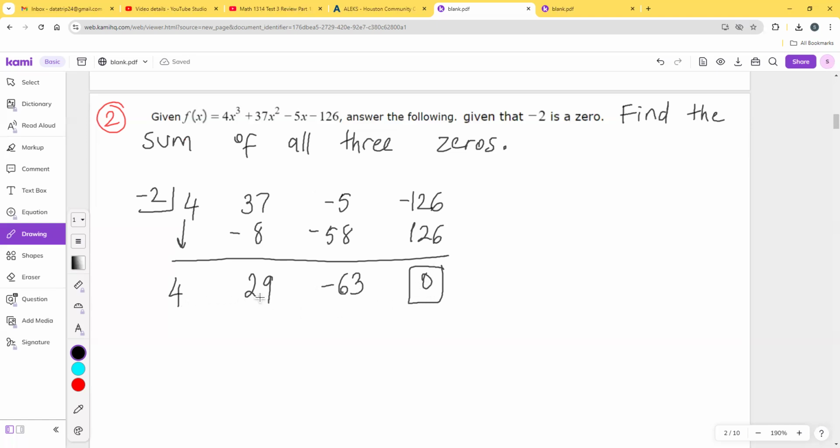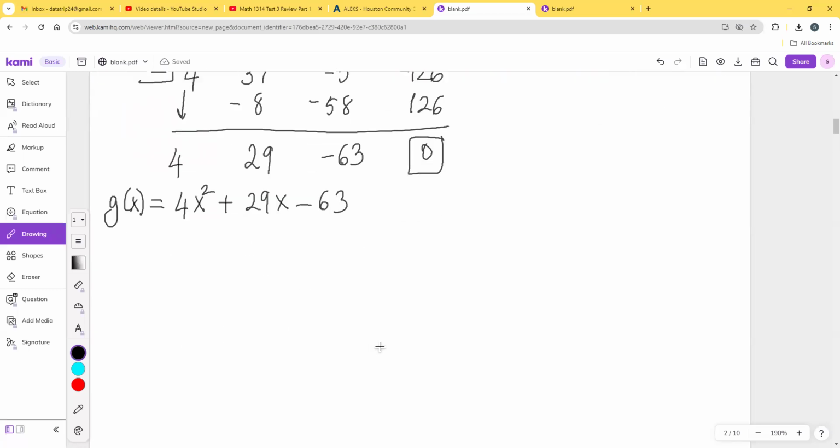But now we have to generate a brand new function from these numbers, right? So if the main function was f, let's call it g of x now. G of x starts with 4, but what will be the exponent? 4x squared plus 29x minus 63. So this is now a quadratic function that we need to find the zeros of. We need to find the solutions, right? And the best way to solve this problem is by using factoring. So let's try to factor this.